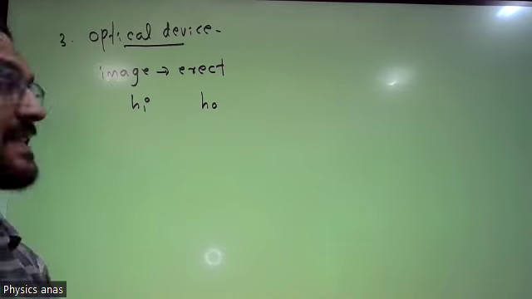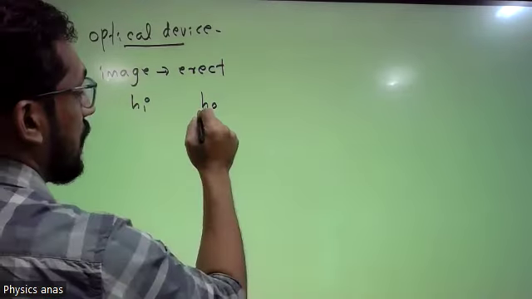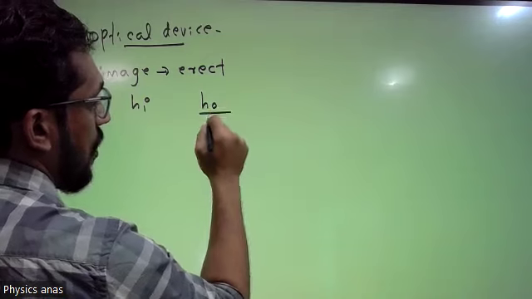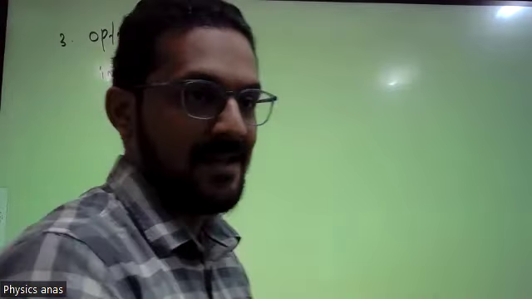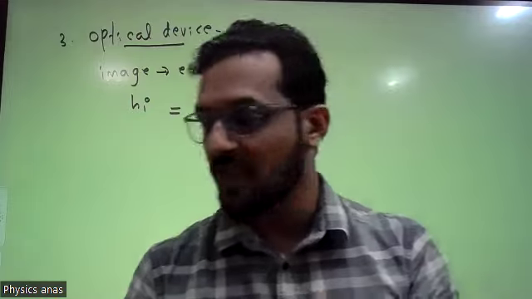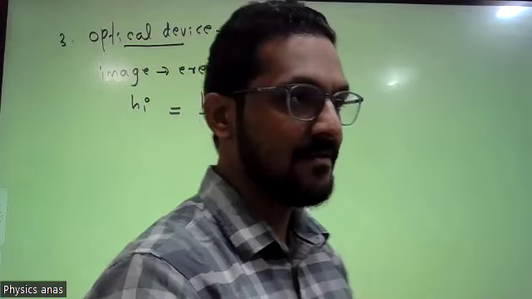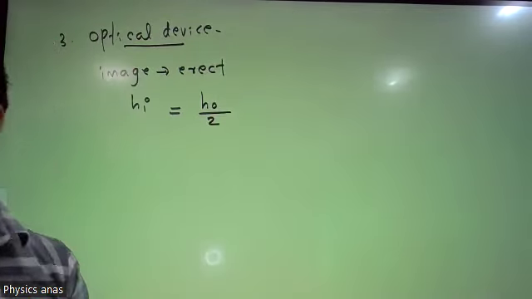In the question, it says the size of the image is half of that of the object. If the object is HO, then HO divided by 2 will be HI. This is what we get from the question. Image size will be half of the object size, right?